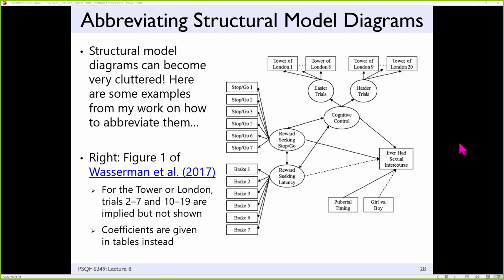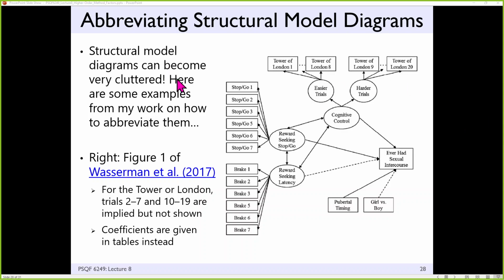But you may find yourself in the situation where you're trying to make structural model diagrams, and the model is so big that you can't figure out how to fit it on a slide or a poster or on a single page of a manuscript. So I wanted to give you a few examples of how you can cheat your diagram so that it becomes more compact and easier for folks to understand.